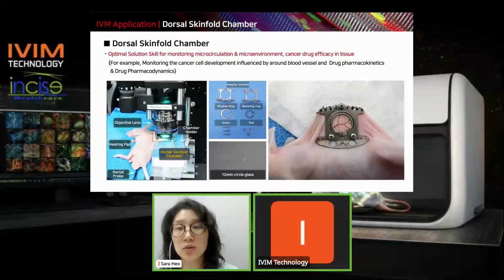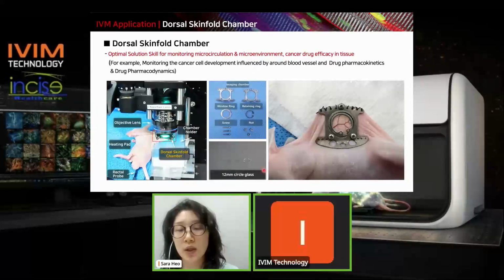And I also want to introduce to you the dorsal skin chamber, which is optimized for monitoring microcirculation and microenvironment in cancer models, especially since cancer is heavily related to immunology. And this is one of the ways to monitor cellular dynamics in skin. On the left is how it looks under the microscope with the dorsal skin chamber, DSC for short, applied on a mouse. And we have the heating system that I mentioned before, and we have the chamber with the chamber holder for the imaging.